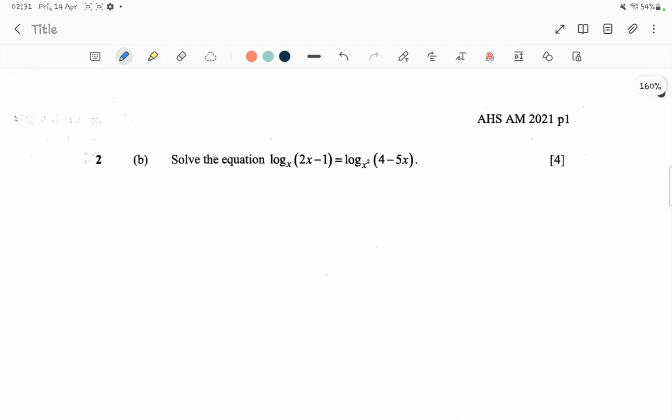Again, this question involves logarithm as well. So we are asked to solve the equation log of 2x minus 1 to base x equals log of 4 minus 5x to base x squared.